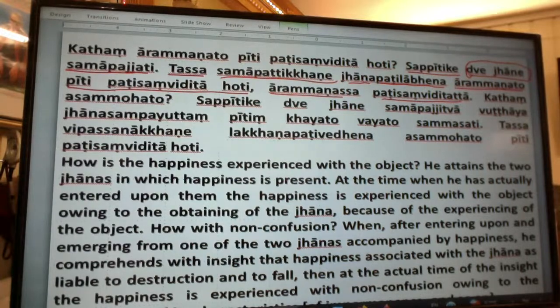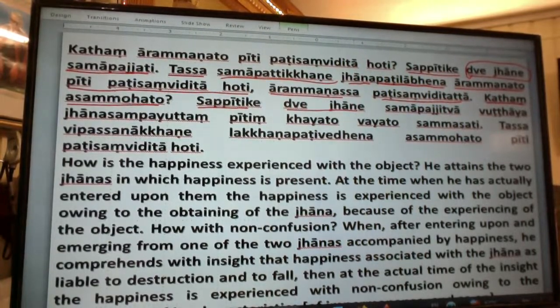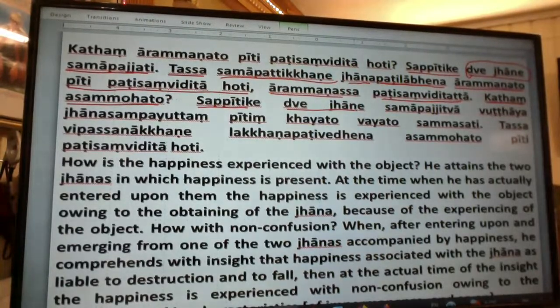And then another one: katham asammohato? Asammohato means without ignorance, without moha. How? Here the Buddha answers, sappitike dve jhane. Sappitike is with the piti; dve jhane is first jhana, second jhana, which are working with the piti.